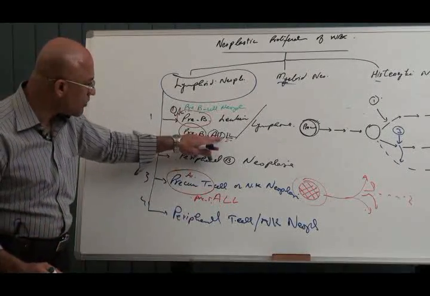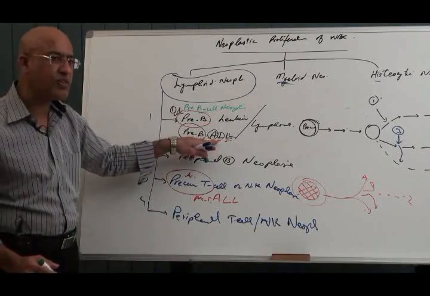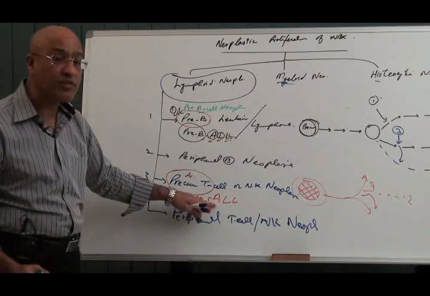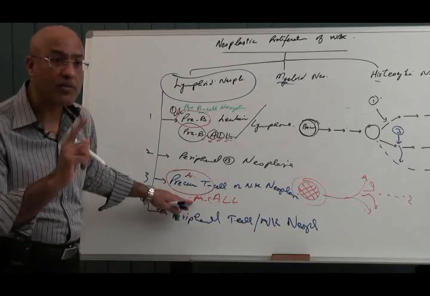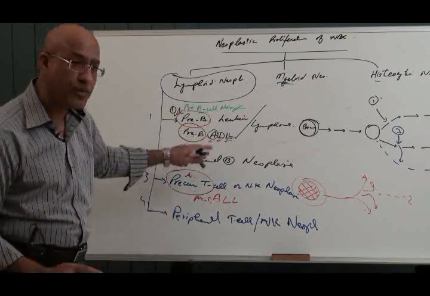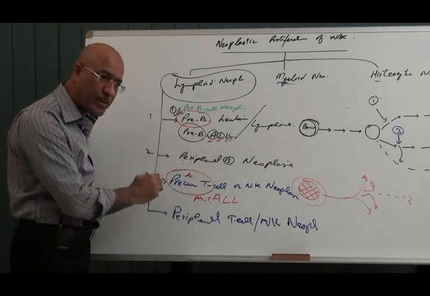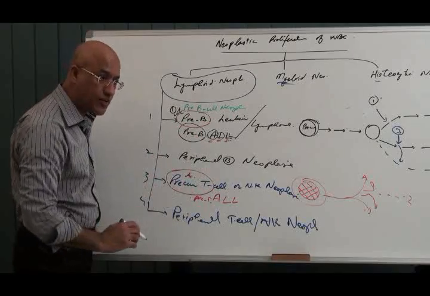Now, this is also lymphoblast. The difference is this lymphoblast has some markers of the B cell line, and this lymphoblast has some markers of the T cell line. You understand? These markers are very important because treatment here is different and here is different. Prognosis is different. Age group afflicted by these diseases is different.